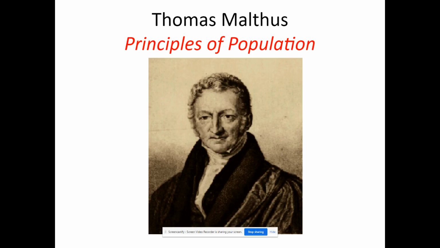And lastly is this guy named Thomas Malthus. He was an economist in Great Britain, and he lived in London. He wrote an essay called Principles of Population. Darwin also took this with him on his trip. And the book basically states that more organisms are produced in nature than can survive.